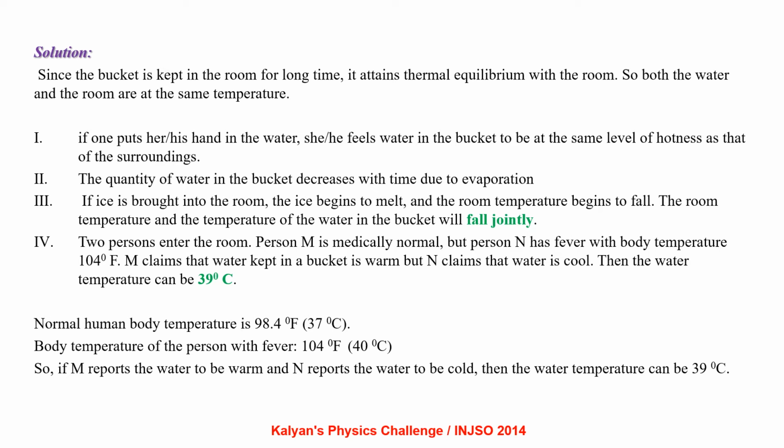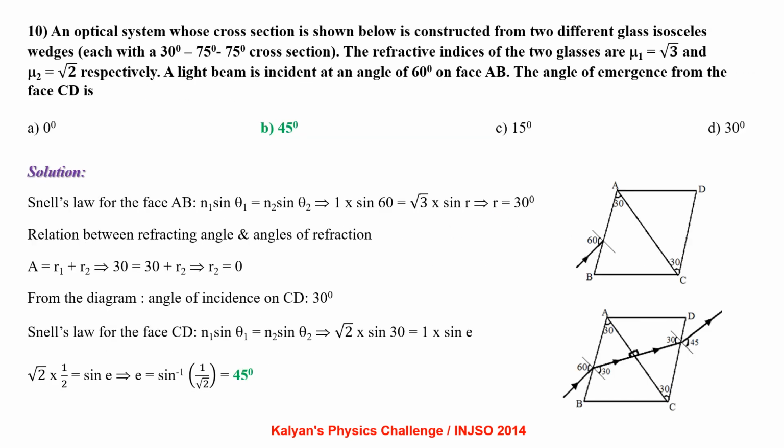It's a correct statement. An optical system whose cross section is as shown below is constructed from two different glass isosceles wedges, each with 30, 75, 75 cross section. The refractive indices of the two glasses are mu1 equal to root 3 and mu2 equal to root 2 respectively. A light beam is incident at an angle 60 degrees on face AB. The angle of emergence from face CD is.